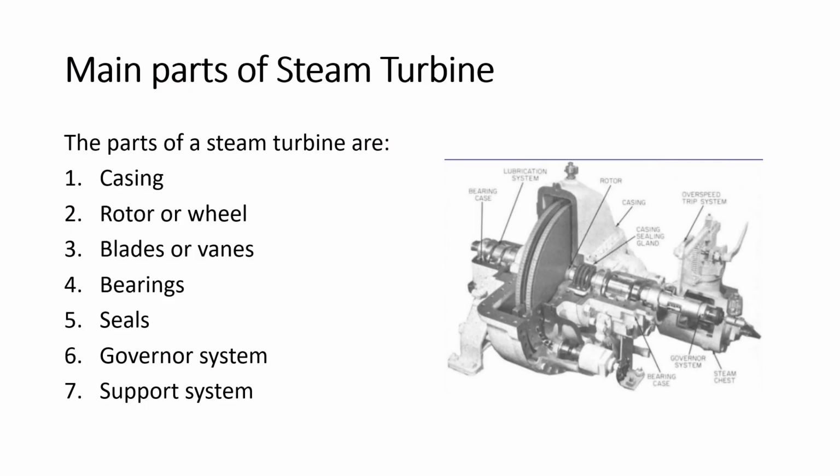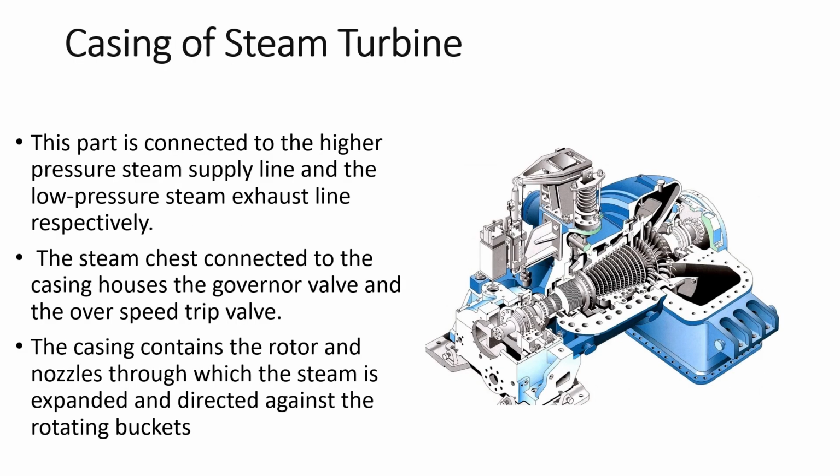Main parts of a steam turbine are casing, rotor or wheel, blades or vanes, bearings, seals, governor system, support system. Casing of steam turbine is connected to the higher pressure steam supply line and the low pressure steam exhaust line respectively. The steam chest connected to the casing houses the governor valve and the overspeed trip valve. The casing contains the rotor and nozzles through which the steam is expanded and directed against the rotating buckets.